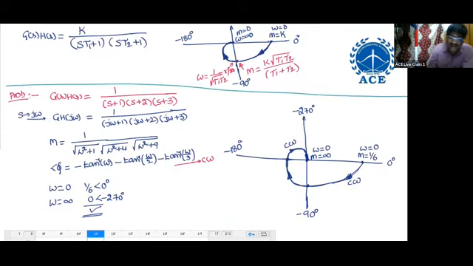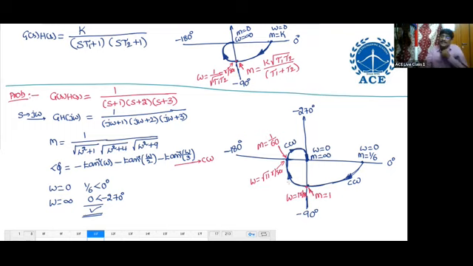Now we will indicate it in the diagram. That means here we got what? Omega 1. Magnitude 0.1. Here we got what? Omega root 11. And here we got magnitude 1 by 60.